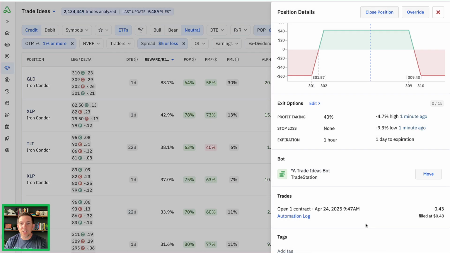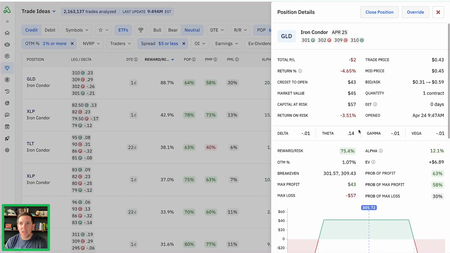But essentially, I can get this position taken care of and management taken care of right here using exit options, kind of mini automations inside of this position. So you can see the positions already moving around.